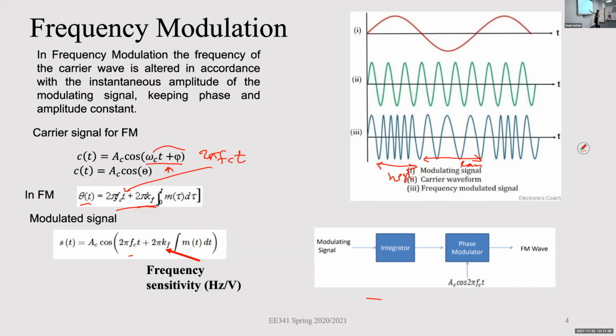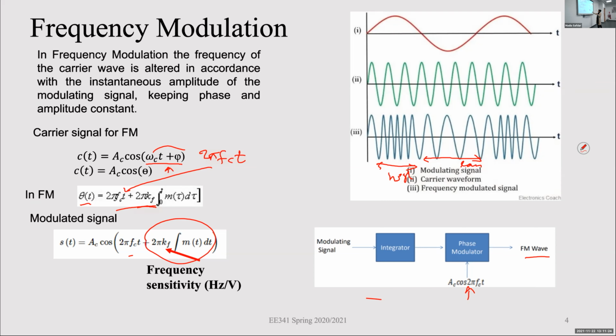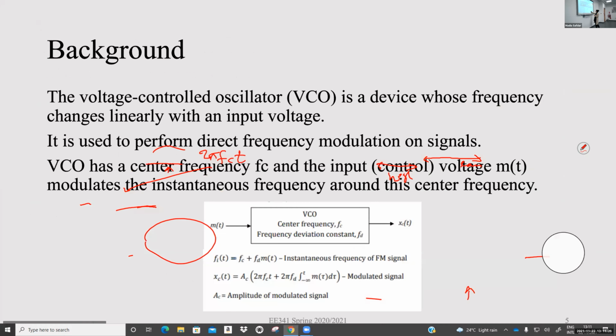Here is your modulated signal, we're talking about this. Then integrator, then phase modulator. Here you will multiply it with the carrier, and then this is frequency modulated. First, you will pass your information through the integrator. This is the voltage controlled oscillator. Now I will talk about the voltage controlled oscillator in this slide.